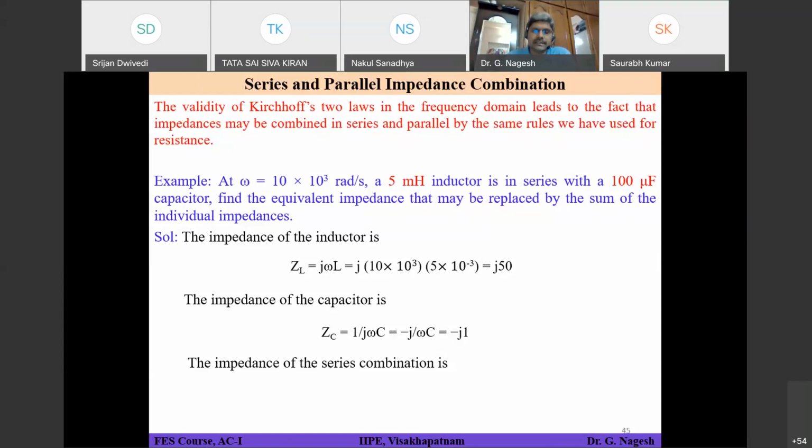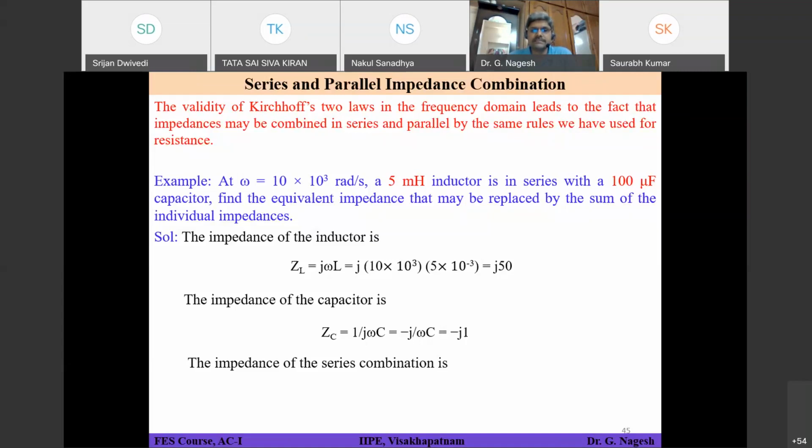I can multiply the numerator as well as the denominator with j. If I do that, the denominator will become j square. You remember, j square is equal to -1, or j is equal to root of -1. I hope you know this. So in the denominator you will get j square, and j square is -1. That's why you get a minus sign in the numerator, and in the denominator you still have j omega C. Because you have multiplied numerator and denominator with j, you will get this kind of expression.